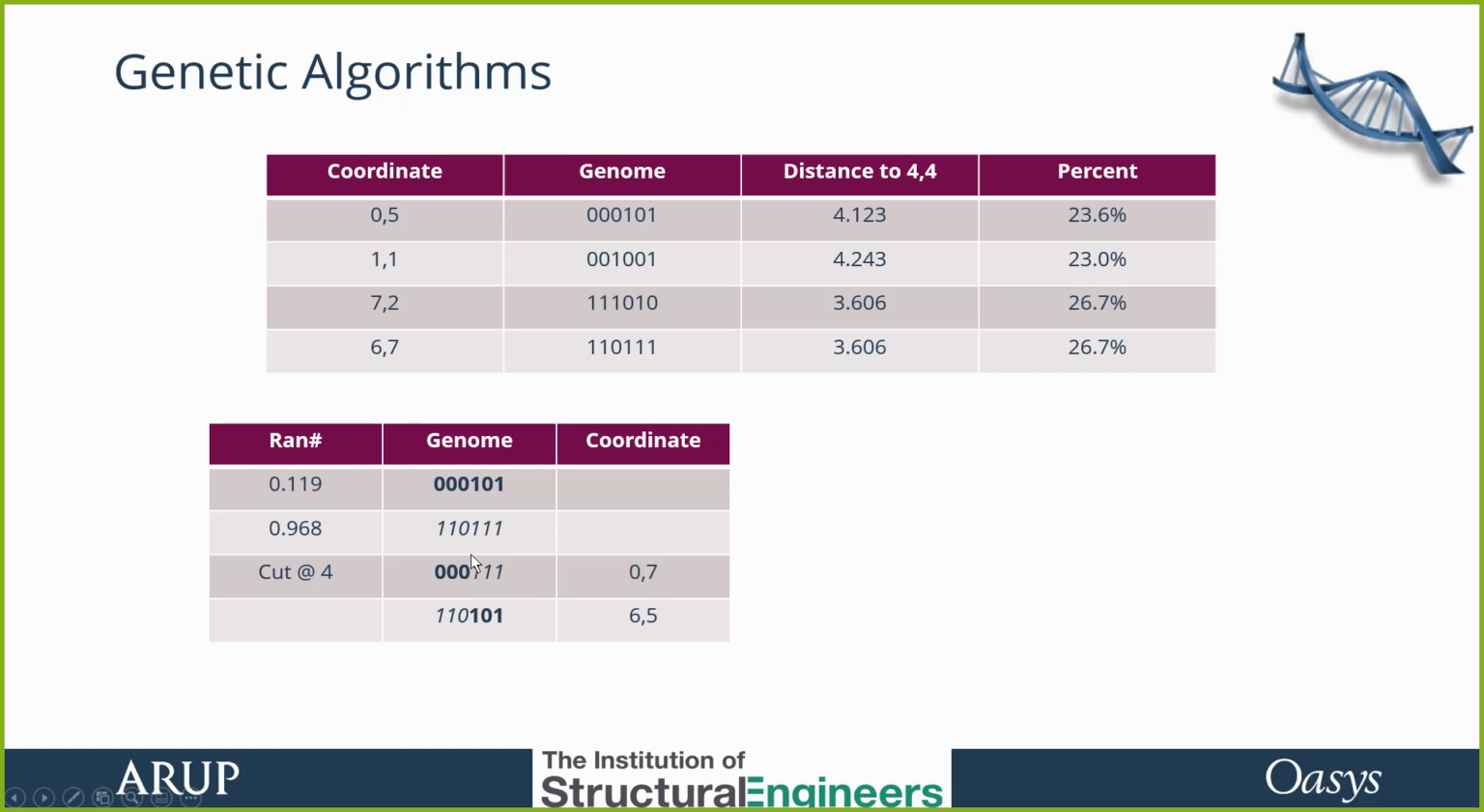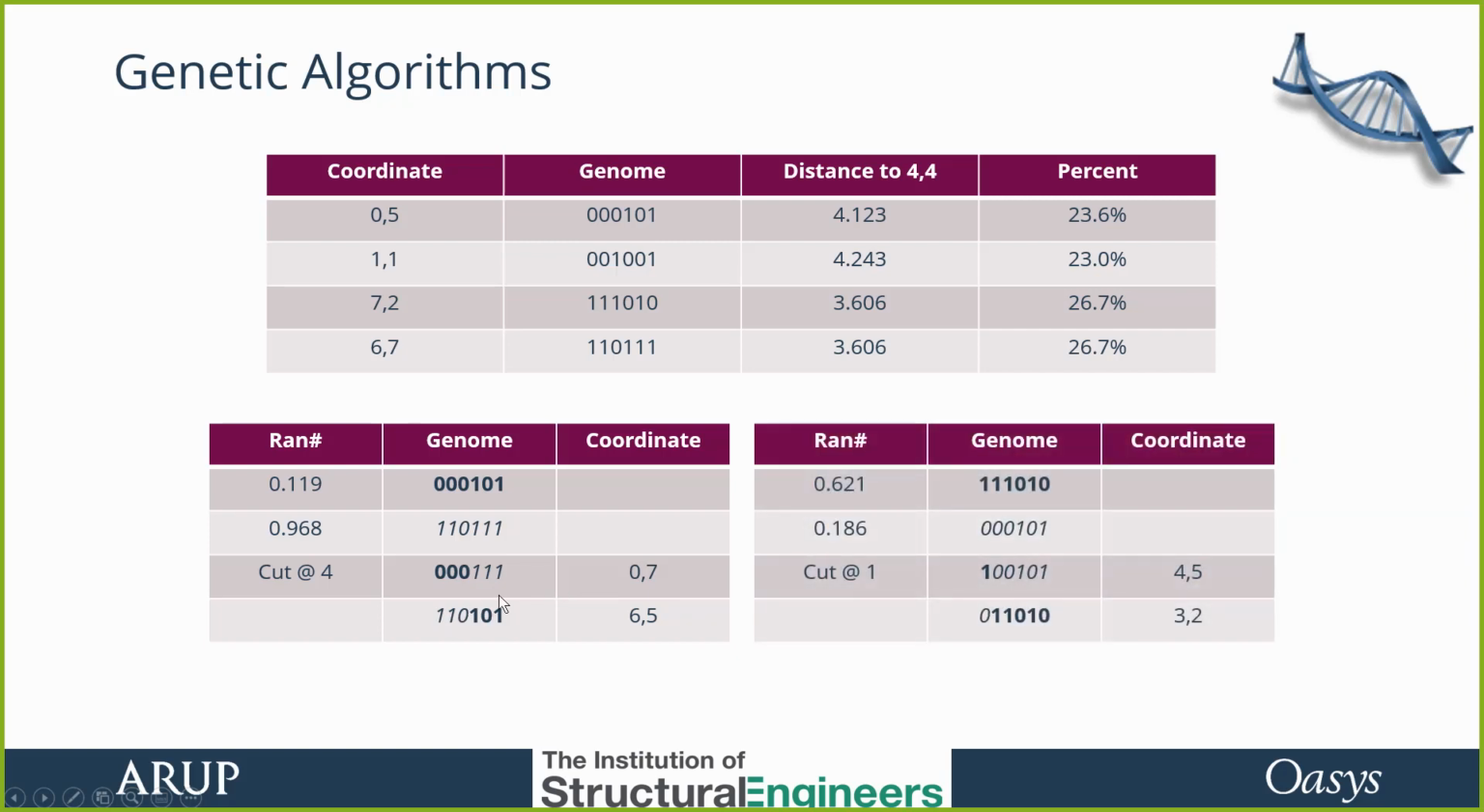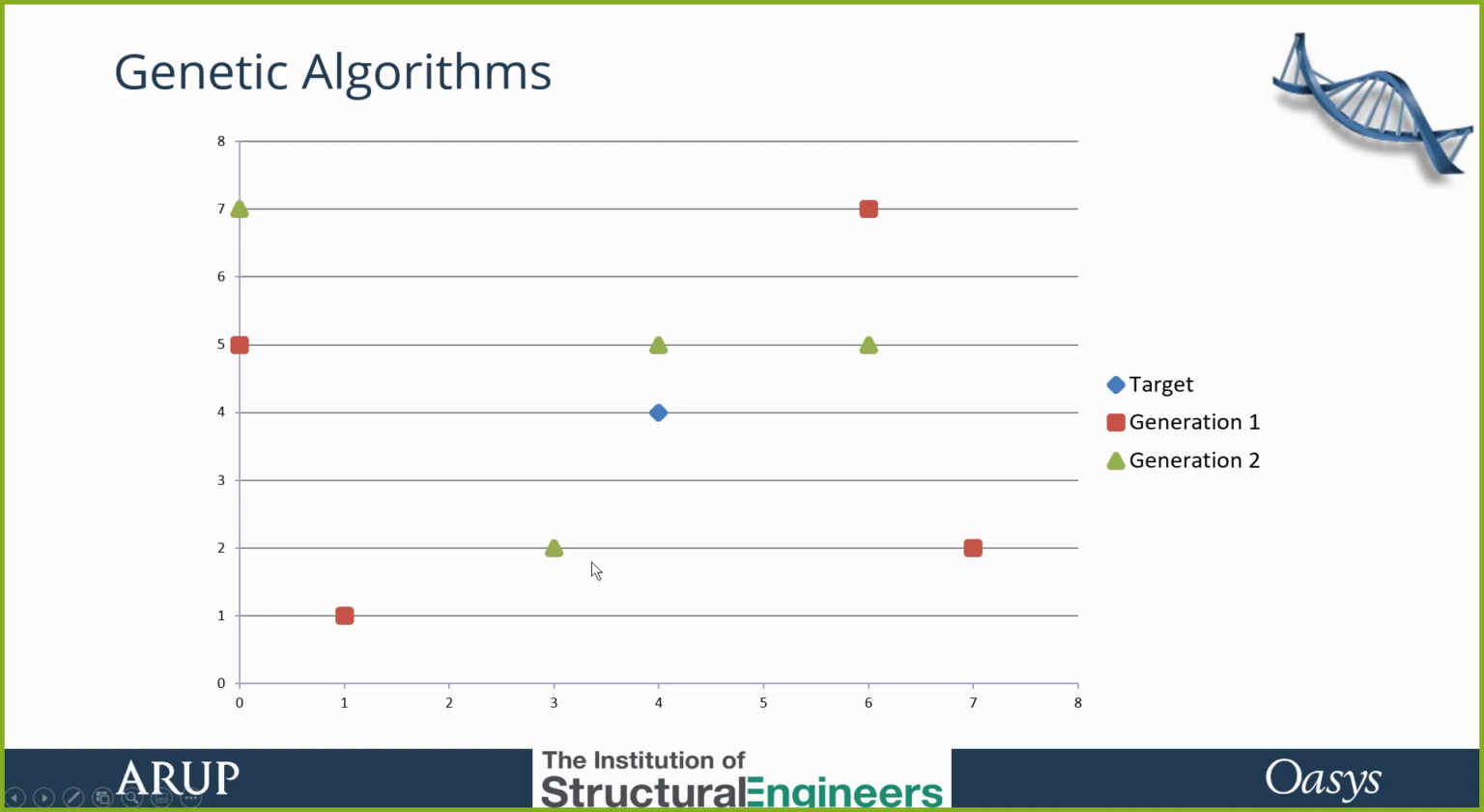Now, this cutting point doesn't have to be in the middle, it can be anywhere along. And we can also randomly mutate one of those bits just by flipping one of the bits randomly, and we keep repeating this until we've got a new generation of answers. And surprisingly enough, even in this example, 3 of the points are actually now much closer than their parents, with one over here actually going off somewhere else.